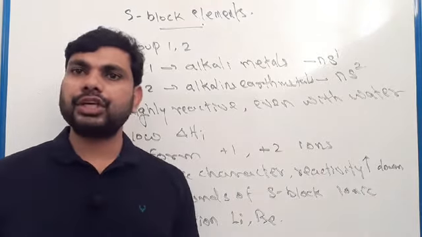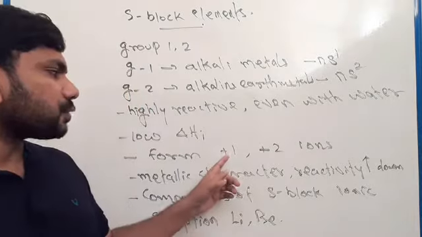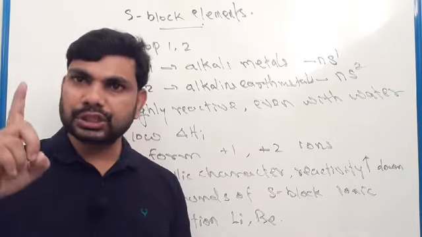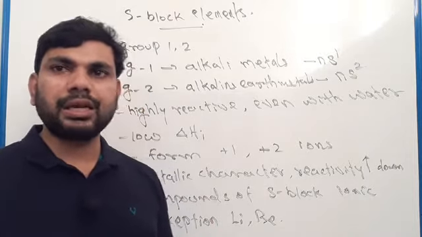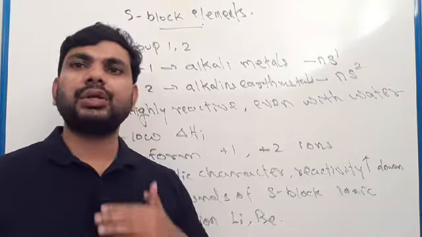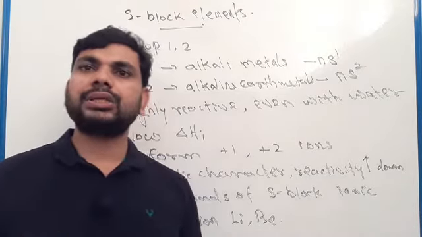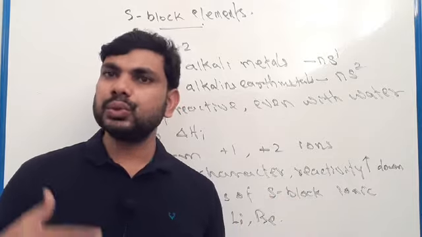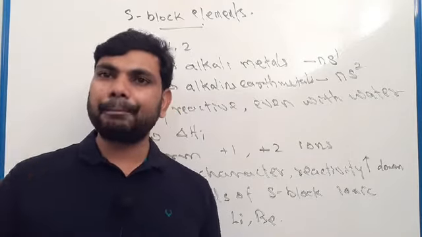S block elements mean group 1 and group 2. Group 1 elements lose one electron and form a plus 1 positively charged ion. Example, Na+, Li+. Group 1 elements have one outer shell electron, they lose it and form a plus one charge. Similarly, group 2 elements have two outer shell electrons. They lose two electrons and form a plus two charge. Example, magnesium has two outer shell electrons, loses them and forms Mg2+. Calcium, group 2, loses two electrons and forms Ca2+. Sodium, lithium, group 1, Na+, Li+.